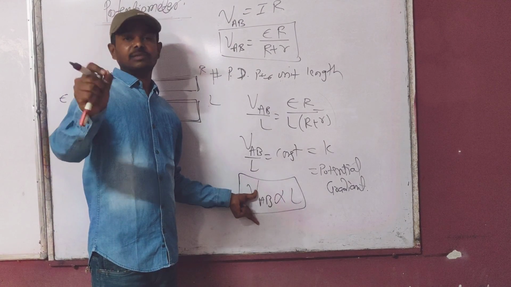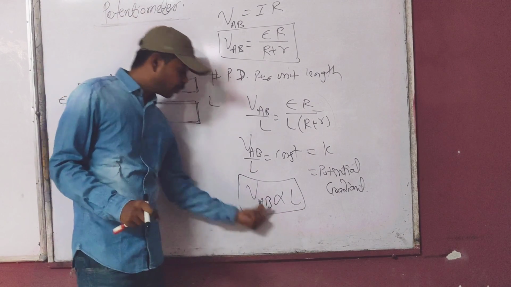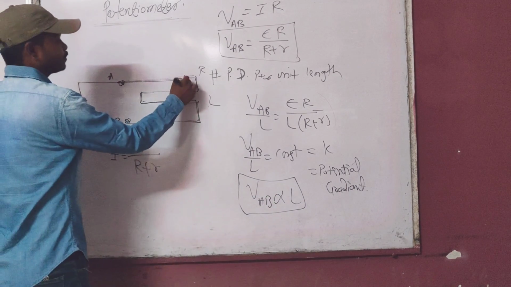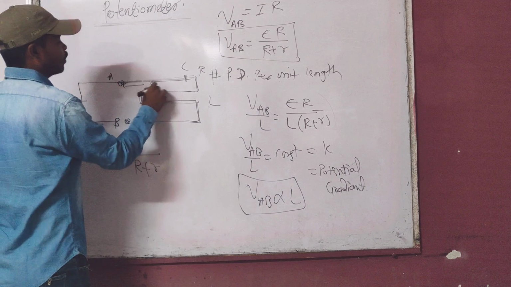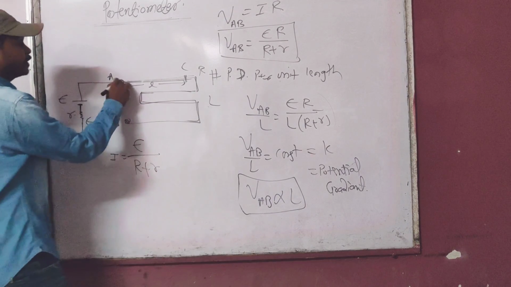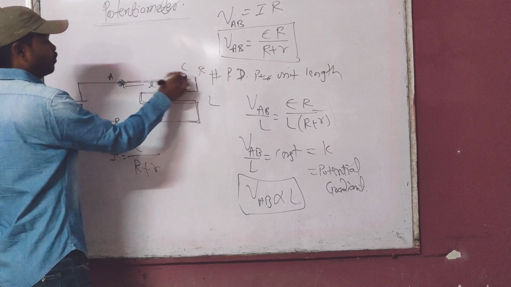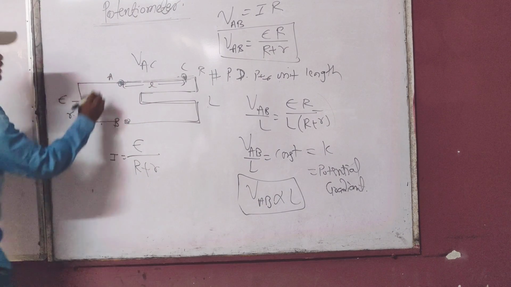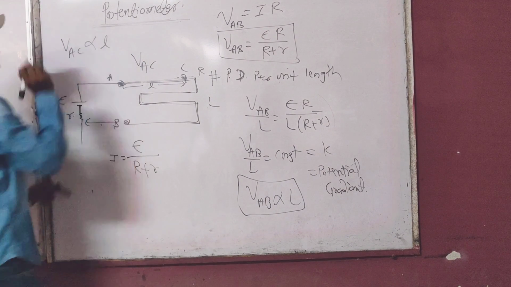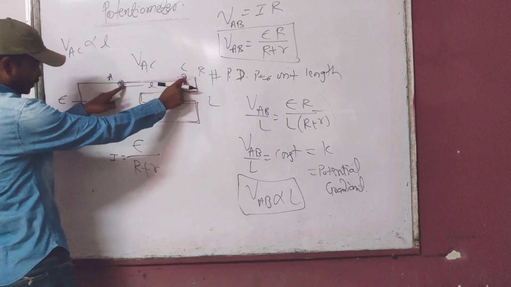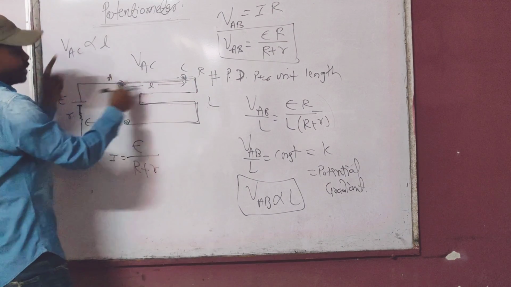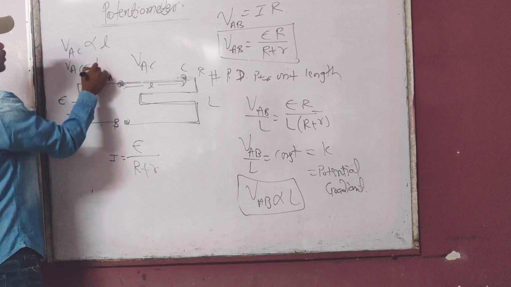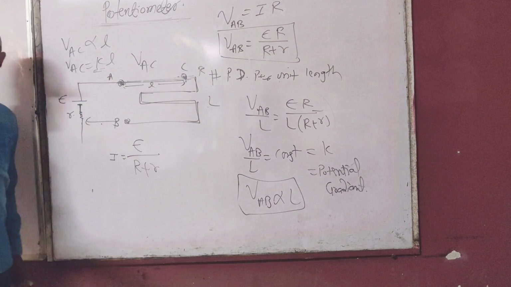The only thing to remember: the principle of potentiometer is that the potential difference between any two points is directly proportional to the length of the wire. Suppose the point is C. The length of the wire is small l, and the potential difference between these two points is called VAC. According to this principle, VAC, the potential difference between these two ends of the wire, is directly proportional to l. The proportionality constant is called K, the potential gradient.